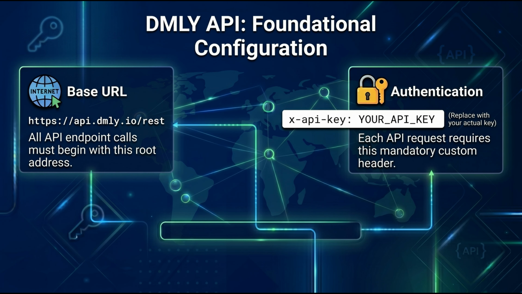Base URL and authentication. Before we make our first call, let's go over the baseline setup. The global base URL for all of your requests is https://api.dmly.io/rest. Security is nice and simple. Every endpoint requires authentication. You just need to pass your unique token through the header using the key x-api-key.